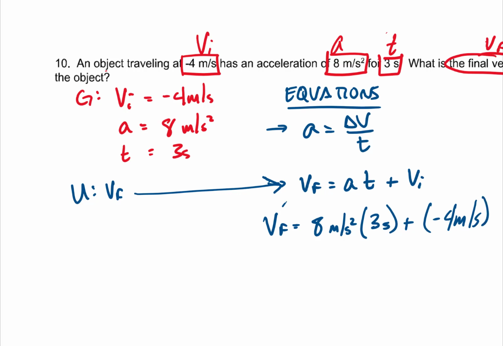When I multiply seconds and meters per second squared, meters per second squared means that the seconds are in the denominator. So seconds and seconds squared cross out. So I have 8 times 3 meters per second, 24 meters per second, minus 4 meters per second. My final velocity comes out to be 20 meters per second.